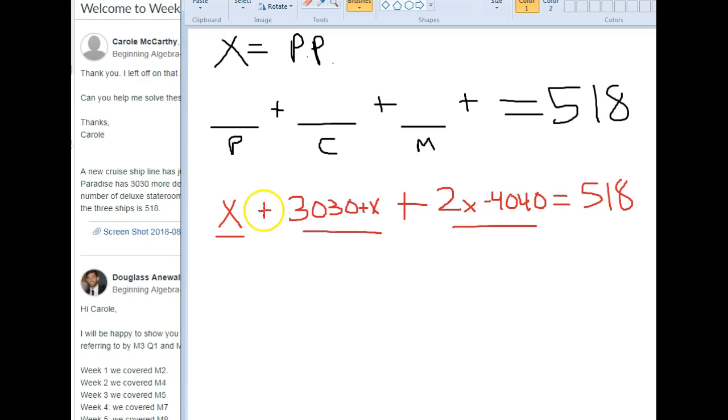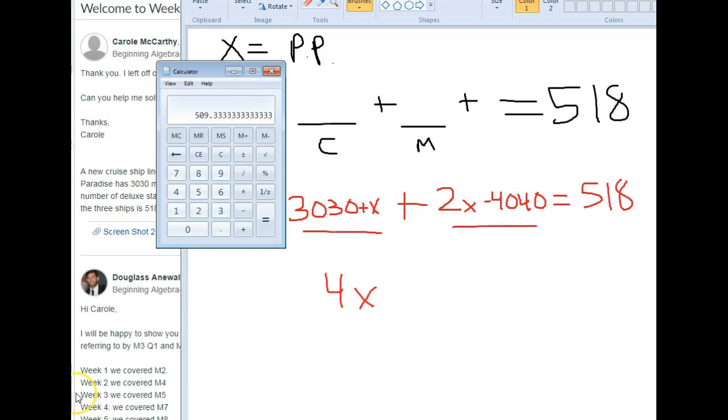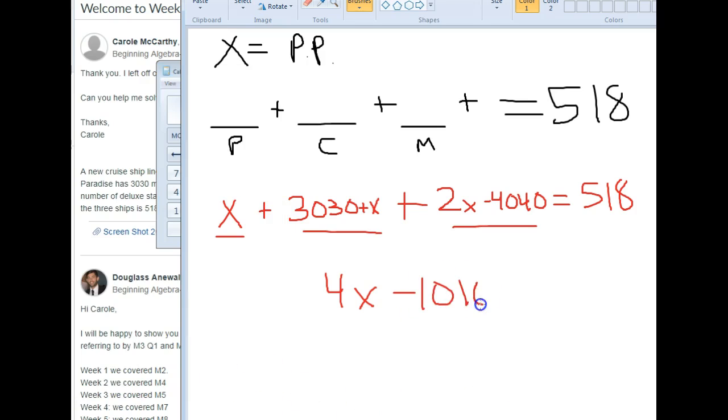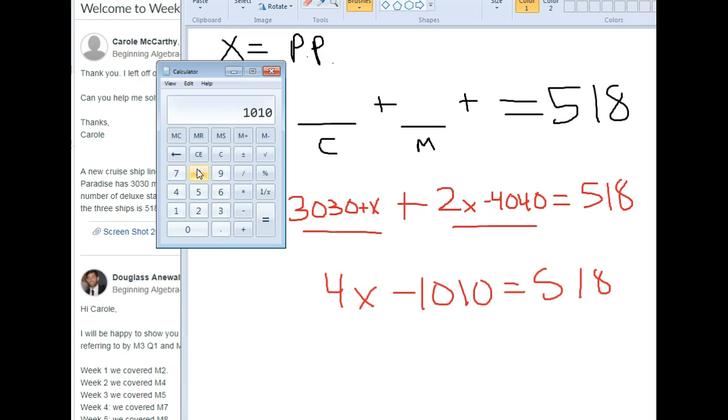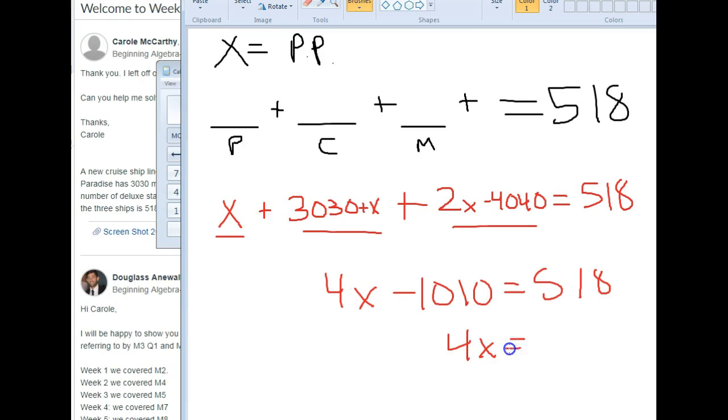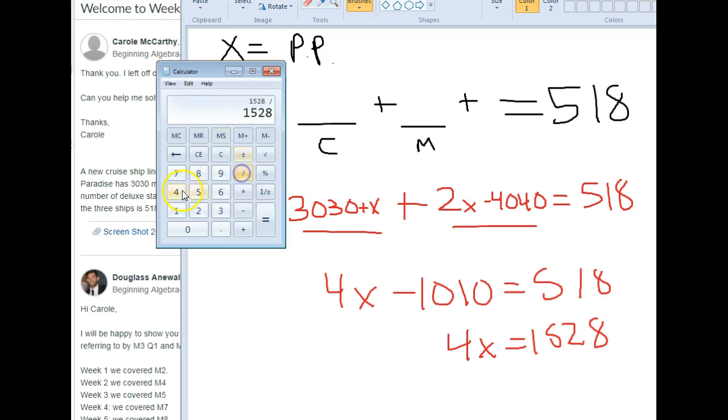So now we're just going to use some algebra here. We have 4 x's. 30 minus 40, minus 10. Sorry, this writing is a little ugly. It's a little hard with my mouse. Add 10 to both sides. So 10 plus 518, we get 528. And now we need to divide that by 4. You get X is 132.